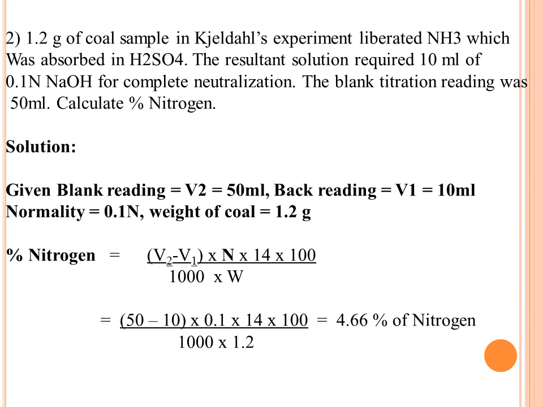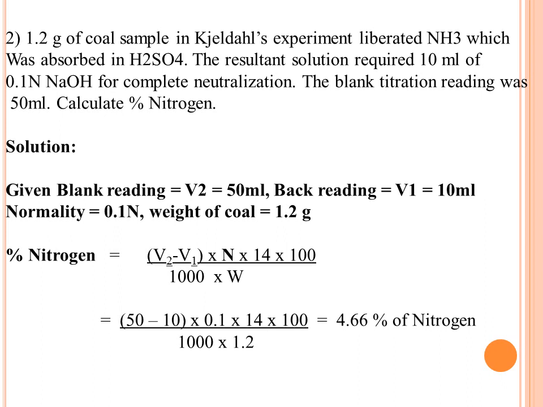Next is for nitrogen. 1.2 gram of coal sample in Kjeldahl's experiment liberated NH3 which was absorbed in H2SO4. The resultant solution required 10 ml of 0.1 normal NaOH for complete neutralization. The blank titration reading was 50 ml. Calculate the percentage of nitrogen. The formula is percentage of nitrogen equals (V2 minus V1) into N into 14 into 100 divided by 1000 into W. W is the weight of coal, N is the normality of H2SO4.